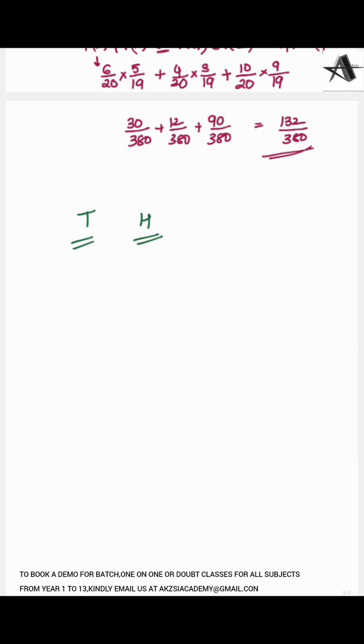So what are my events? Tail or head. The probability of tail plus the probability of head. That's the sentence: the sum of probabilities of all events. All events, that means when I'm flipping a coin, I can expect to get tail or head, nothing else, is equal to 1. And we have just seen the probability of heads is half, tails is half, and the sum is 1.